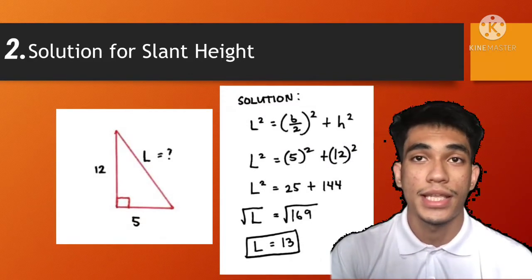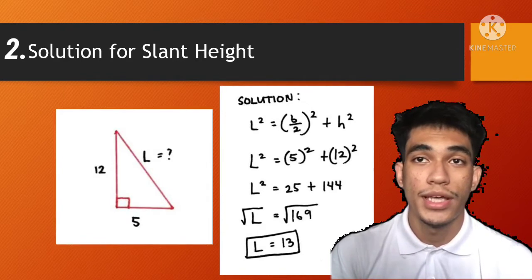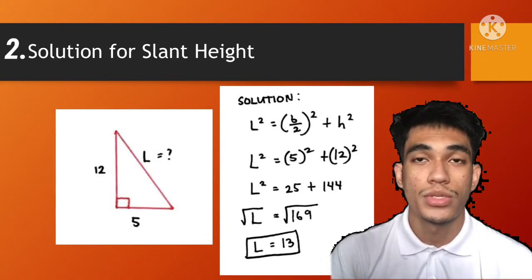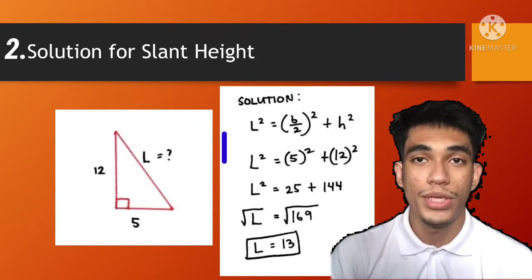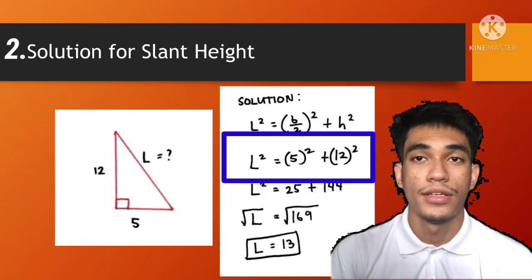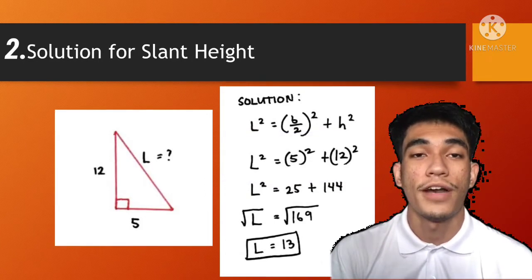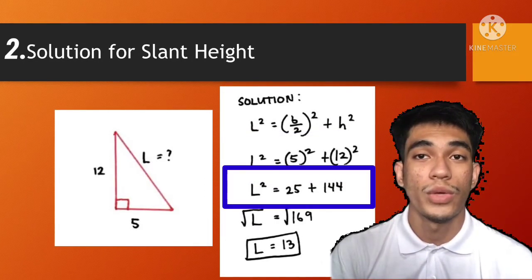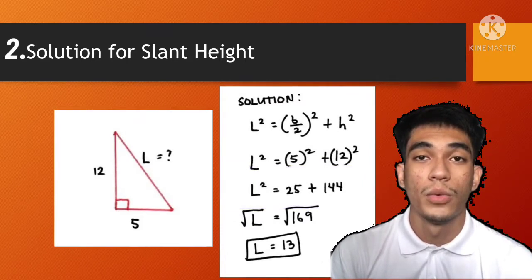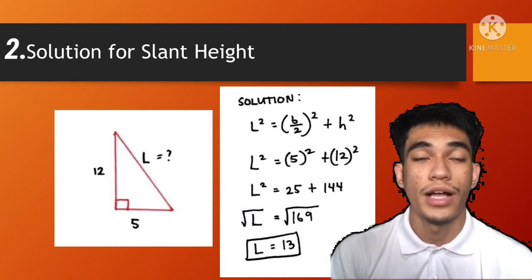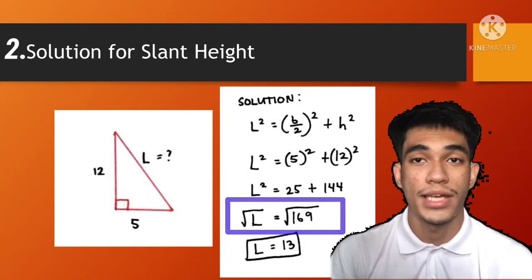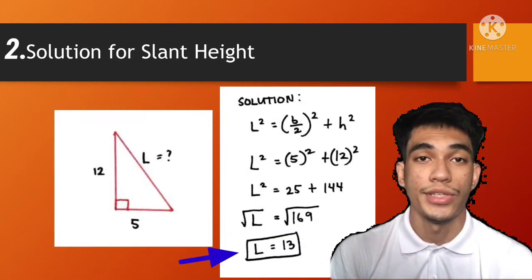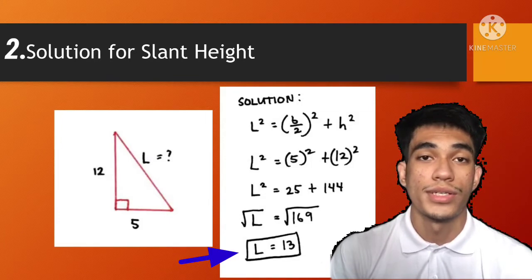Let L be the slant height. Now we have L squared is equal to (B over 2) squared plus H squared. We can use this formula to find the slant height. B over 2 is 5 and H is 12. 5 squared is 25 and 12 squared is 144. When added together, that gives us 169. From this point, we need to take the square root of both sides. The square root of 169 is 13. So that's the length of our slant height.